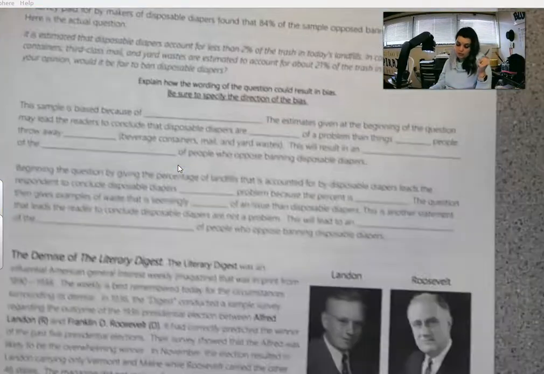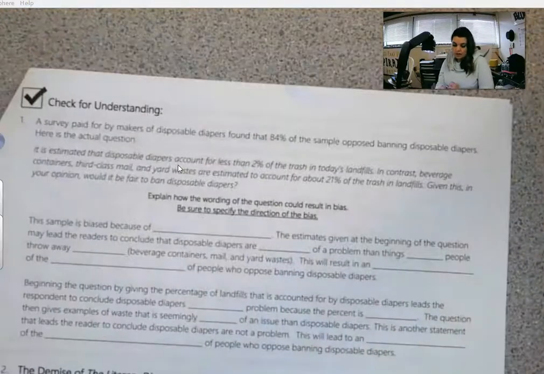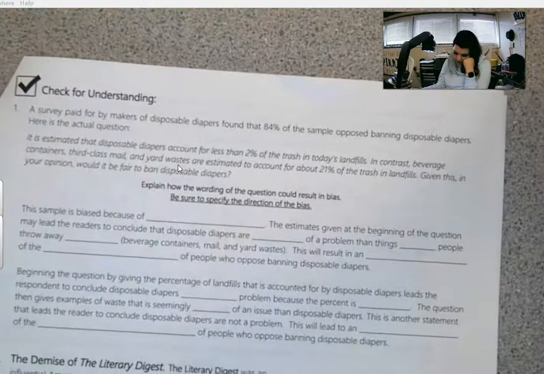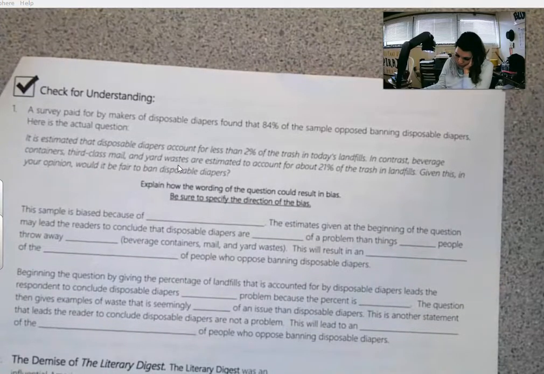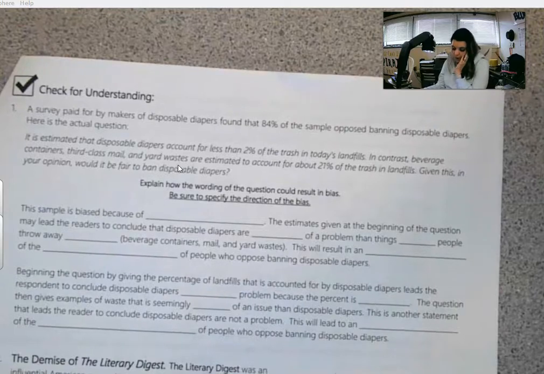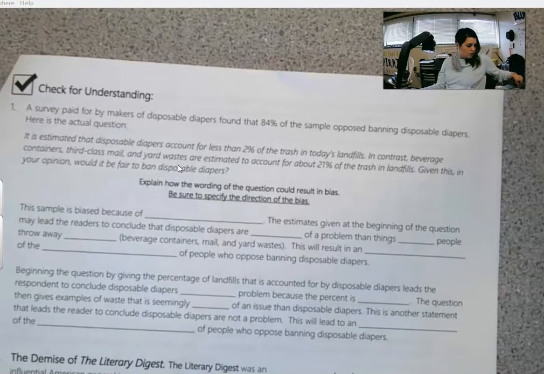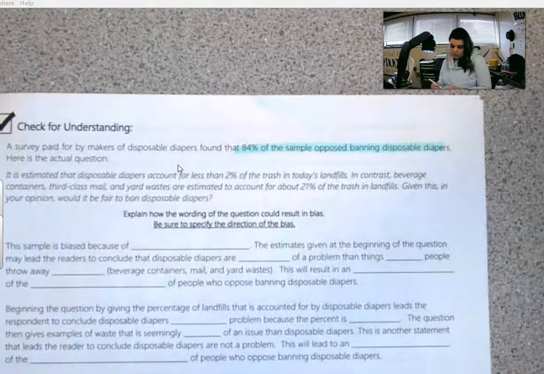Oh, actually, we're going to do this last page together. We're going to do check for understanding 1 and 2, and then you're going to try 3, 4, 5, 6 on your own. Okay, so a survey paid for by makers of disposable diapers found that 84% of the sample opposed banning disposable diapers. So most people opposed. Yikes, that's a lot of people. Most people opposed banning disposable diapers.